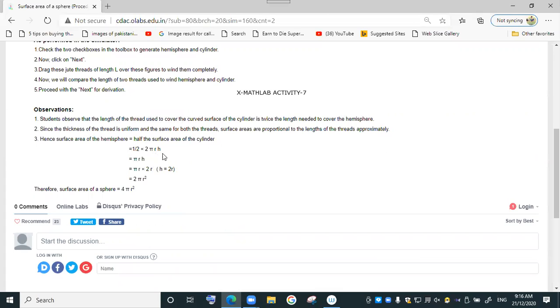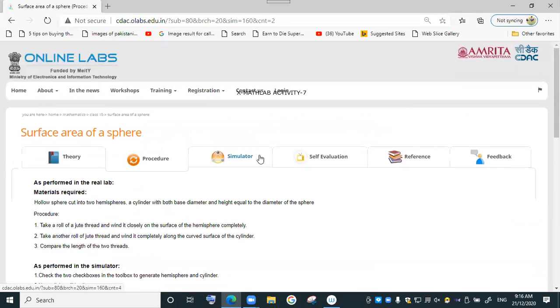The surface area of the cylinder is 2 pi r h, and h is equal to 2r because we have taken the height of the cylinder equal to the diameter, so we put 2r, giving 4 pi r square for the cylinder. Half of it, the area of the hemisphere, is 2 pi r square, and the surface area of the sphere, double of it, is 4 pi r square.